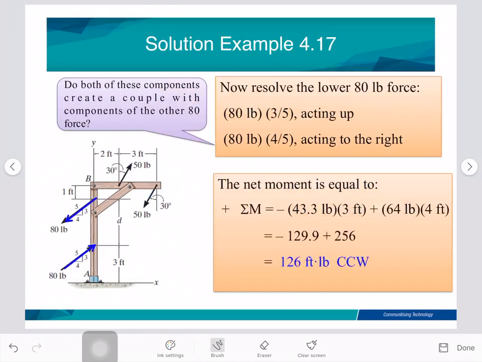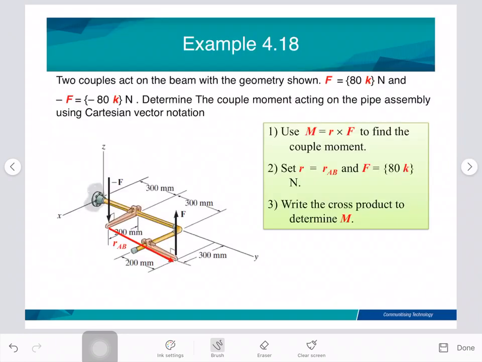Okay, so the resultant couple moment is equal to negative 43.3 times 3, from this vertical, plus 64 times 4, this horizontal. So we have the resultant couple moment is equal to 126 foot-pound counterclockwise. Okay, the last example is a 3D.